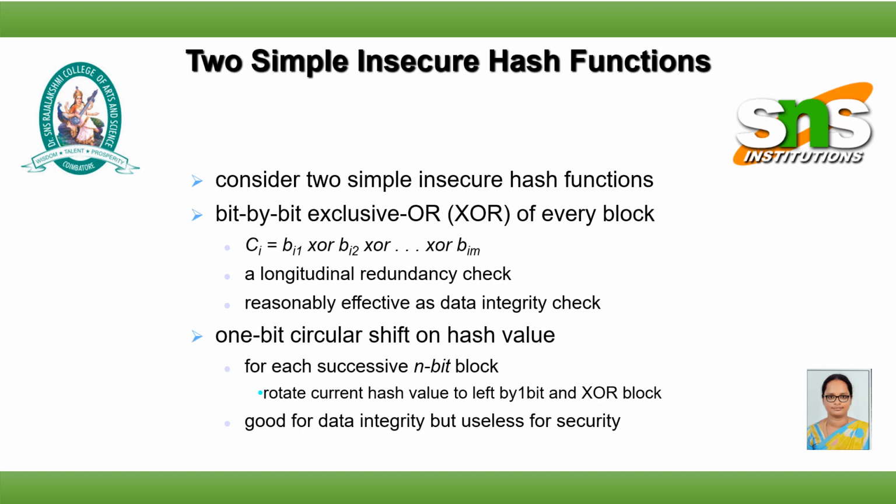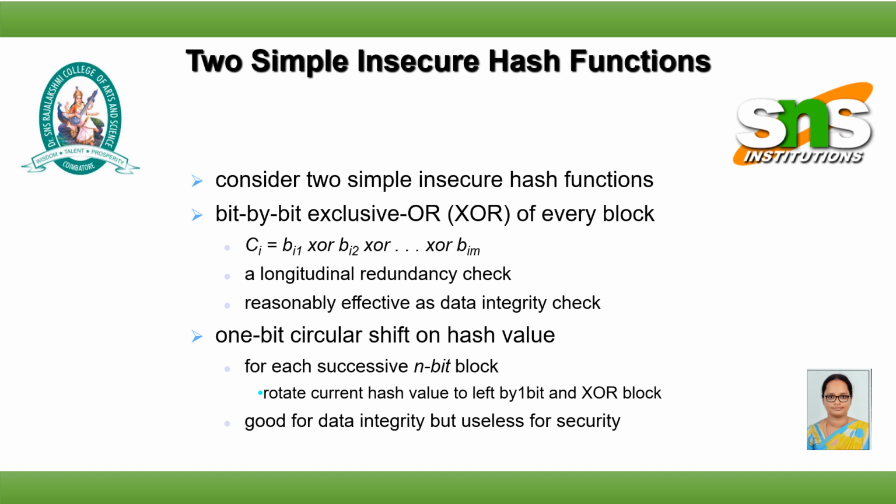Two simple insecure hash functions. So consider two simple insecure hash functions. First, bit by bit exclusive OR of every block. So it has a redundancy check every time and is also reasonably effective as a data integrity check. The next one is a 1-bit circular shift on the hash value. For each successive n-bit block, we need to rotate the current hash value left by 1 bit and XOR the block. So it is good for data integrity but useless for security.